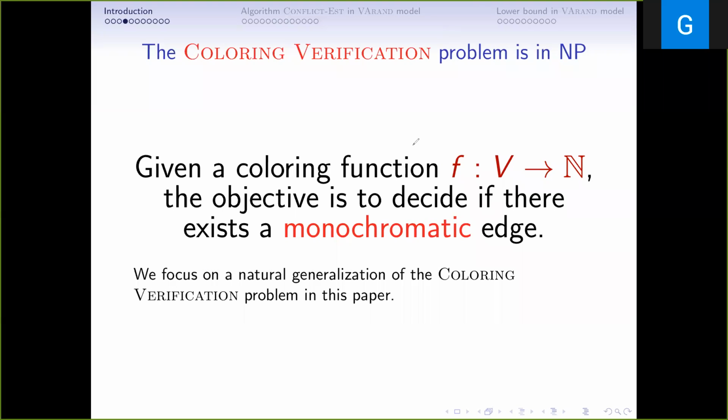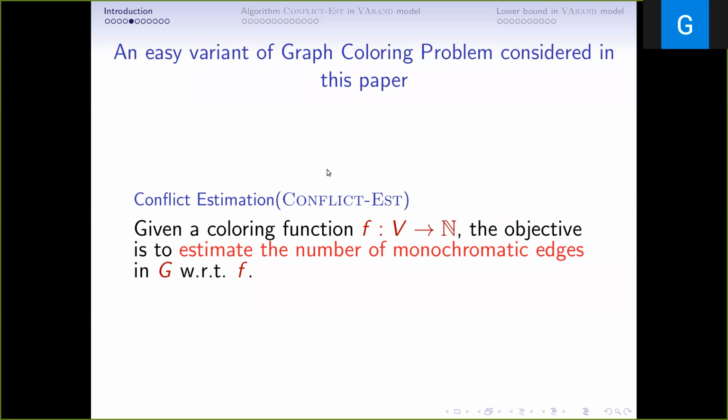Note that in this paper we focus on this particular coloring verification problem and a natural generalization of it in the one-pass streaming model. In particular, we consider a problem called conflict estimation where the inputs are a graph G itself and a coloring function F on the vertices of the graph G, where the objective is to estimate the number of monochromatic edges in G with respect to F. Note that the conflict estimation problem is a strictly more difficult problem than the coloring verification problem.